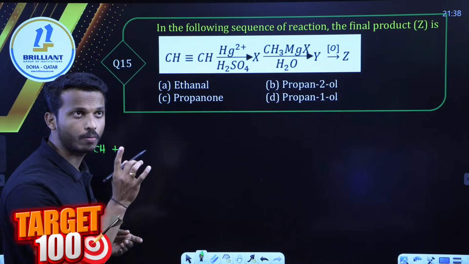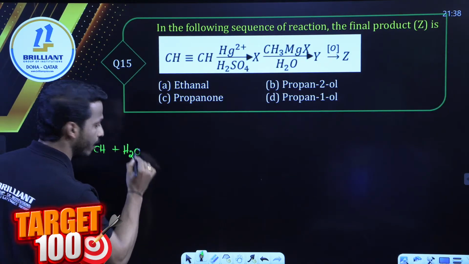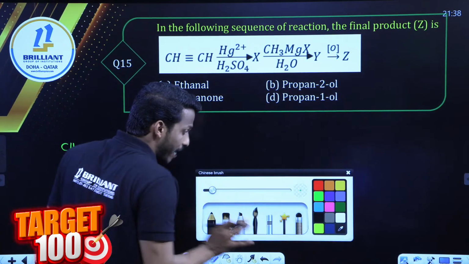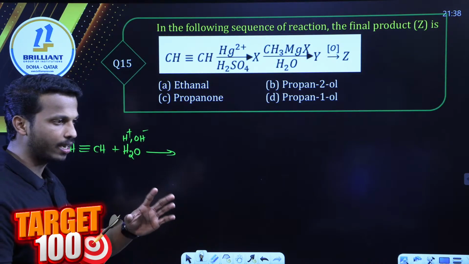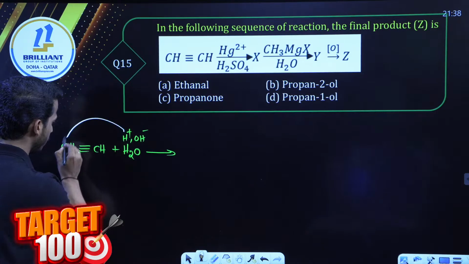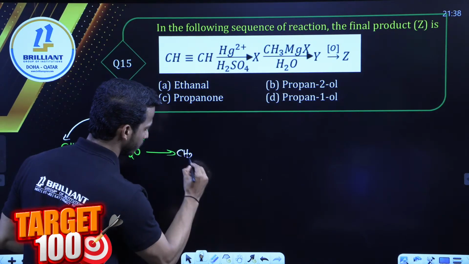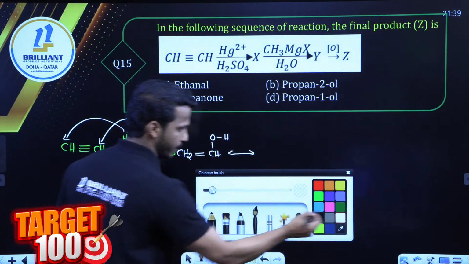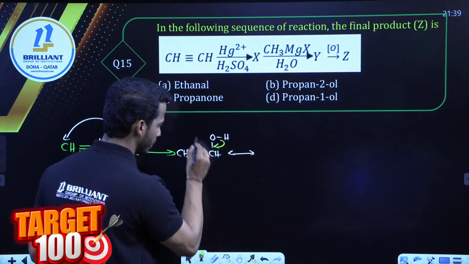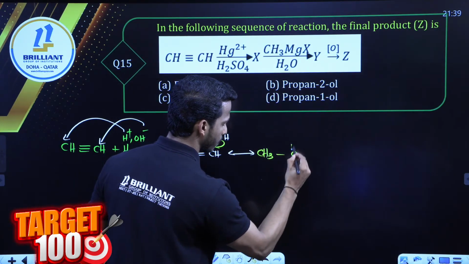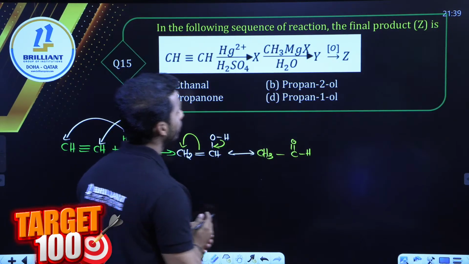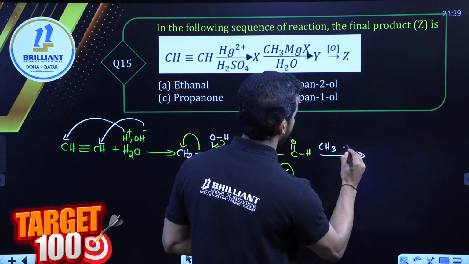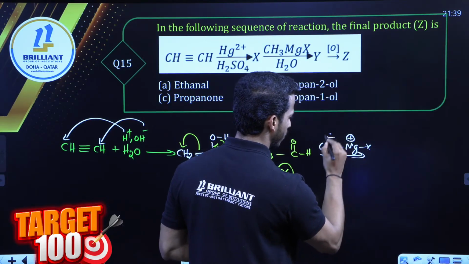Dear all, mercury means addition of water. That you already did with the tautomerism, right? I'm not saying the answer. I need to get an answer immediately before the explanation. This is the one. Undergo tautomerism. Okay. This is the compound X. Treating with CH3MgX Grignard reagent.